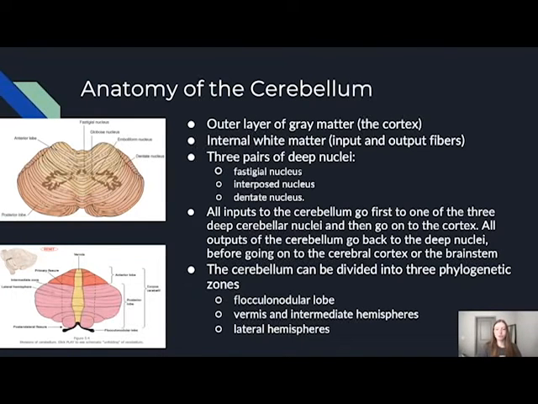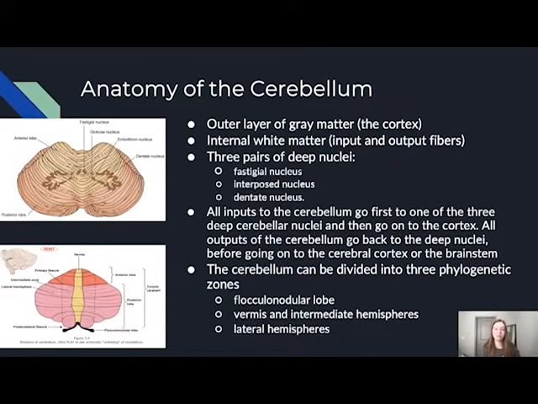For the anatomy of the cerebellum, we have first the outer layer of gray matter, which is the cortex, and there's also an internal white matter, which are the input and output fibers, and 3 pairs of deep nuclei: the fastigial nucleus, the interposed nucleus, and the dentate nucleus. So if you look at that picture on the top left, you can see those nuclei. In the middle is the fastigial nucleus. Beside it, the globose and the emboliform nuclei together are the interposed nucleus. And then on the outside, you have the dentate nucleus.